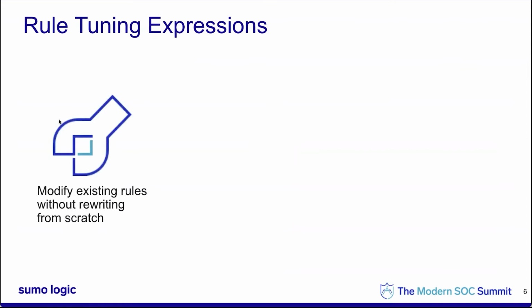With rule tuning, you can modify existing rules without rewriting them from scratch. So this lets you customize them without a lot of work. Use them when you have a small number of specific exceptions to existing rules.